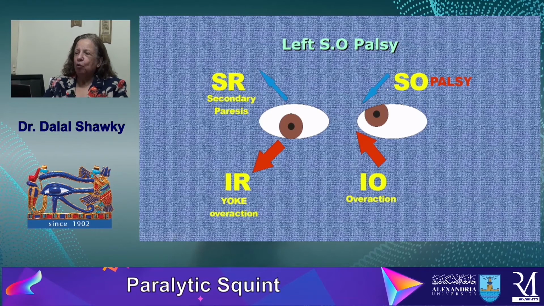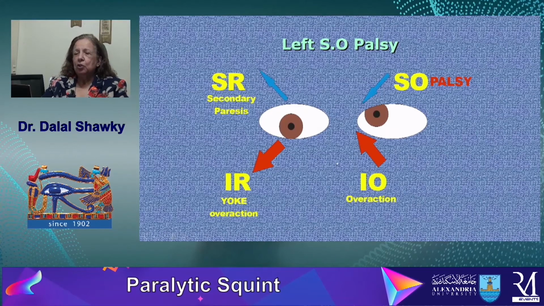If we have superior oblique palsy, we have overaction of the direct antagonist, which is the inferior oblique muscle, which is one choice to operate. And the yoke muscle of the other eye, looking at the same direction as the superior oblique, down and to the right, the inferior rectus, the yoke muscle, will have overaction and secondary paresis to superior rectus.